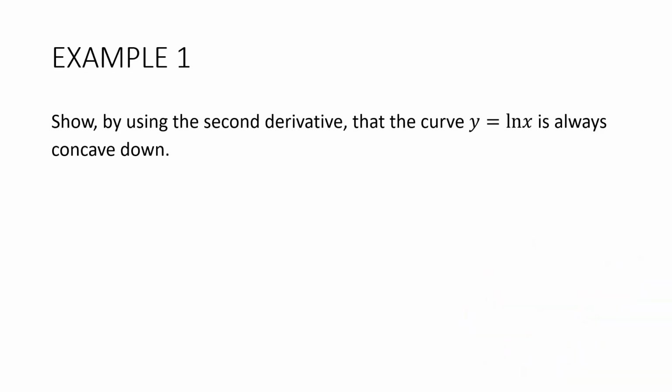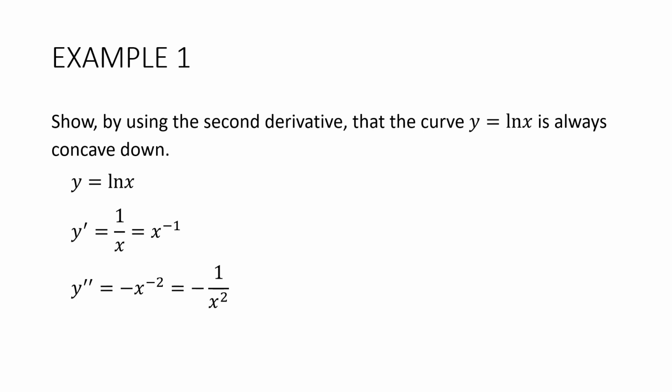Let's look at an example. Show by using the second derivative that the curve y equals ln x is always concave down. So we want to differentiate this twice. Well, the first derivative is just going to be 1 on x, which is the same as x to the power of -1. Second derivative, it's just a power rule. I'm going to bring this -1 down and then drop that power by 1. So negative x to the power of -2, which is the same as -1 on x squared.